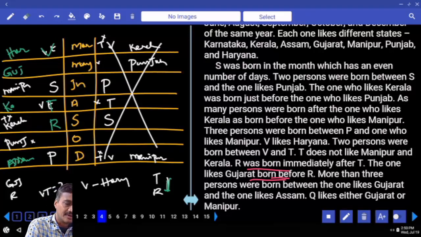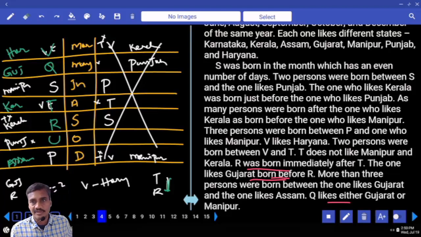Karnataka. Now this is Karnataka, and we have left with two more persons, R and Q. And Q likes either Gujarat or Manipur, and Manipur is not possible, so Gujarat is here. Now Gujarat is here, the one who is left over, U is here. Then, now this is about question numbers 4 to 8.